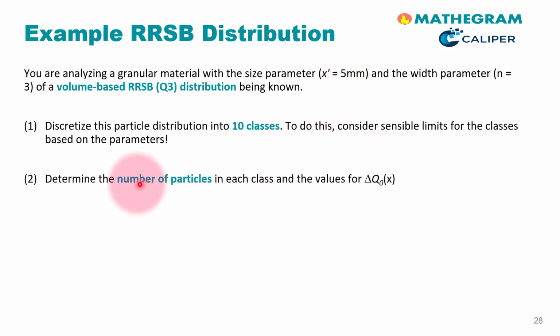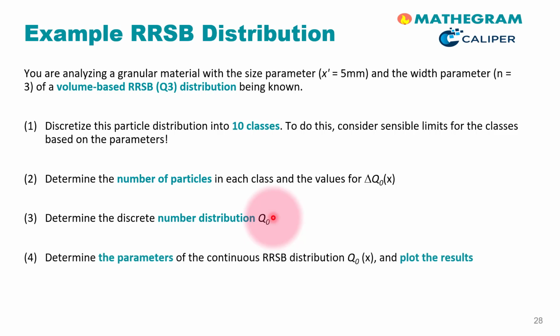Subsequently, you should determine the number of particles in each class. Note that the RRSB parameters correspond to a Q3 distribution. Next, also calculate the delta Q0 values, same as the values of the discrete Q0 distribution. Finally, you should fit the Q0 distribution to obtain its parameters and plot it. Sounds interesting, so let's get started.